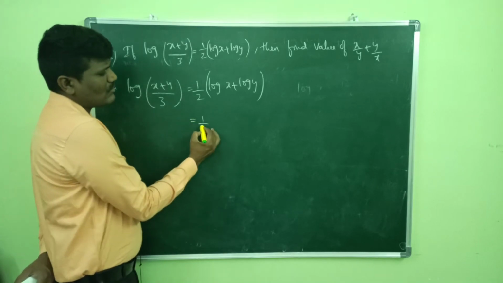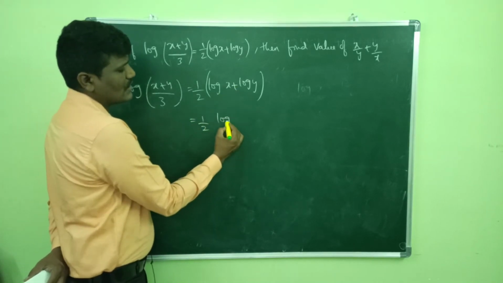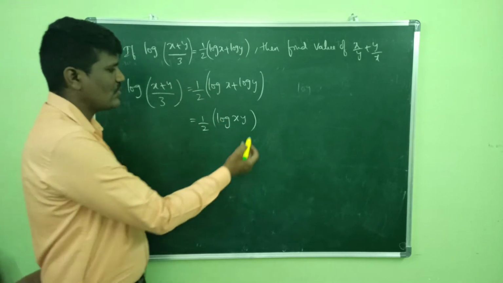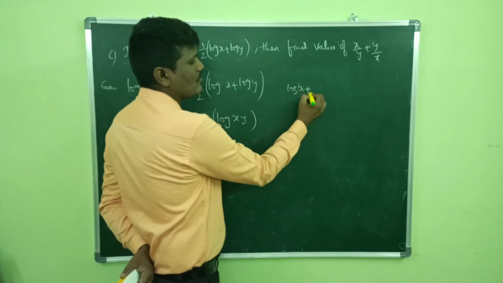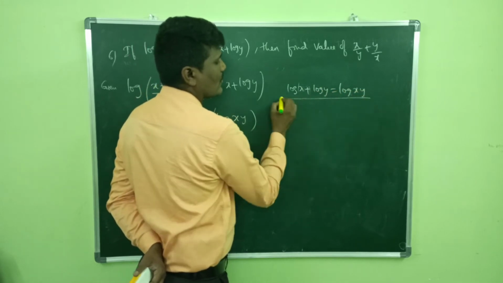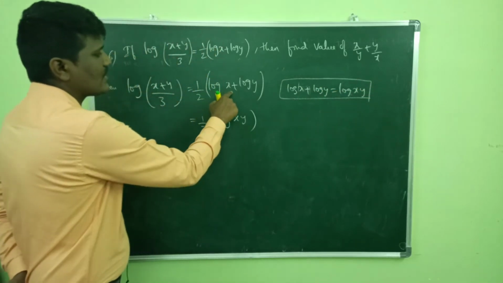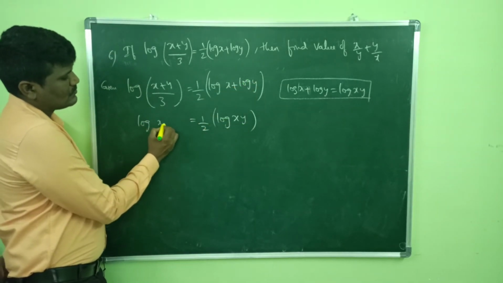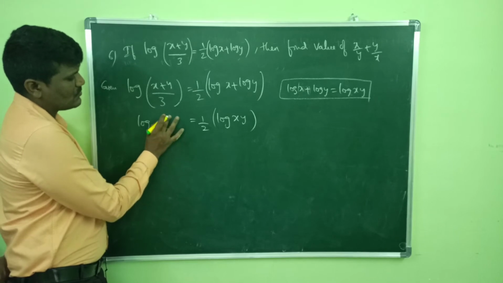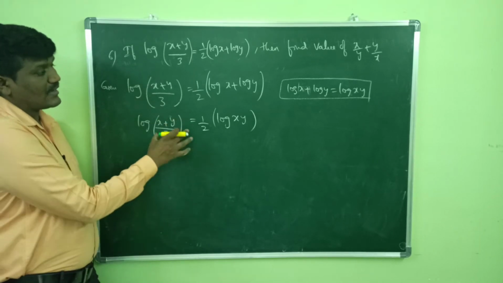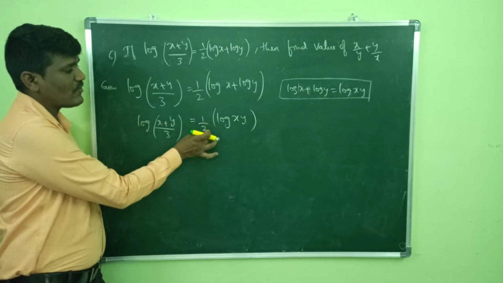So I can write 1 by 2, this is log xy. What is the formula I used? Log x plus log y is equal to log xy, product rule. From this I can write log x plus log y is equal to log xy. So log of x plus y by 3. Can I cancel now? I cannot cancel because here 1 by 2 is there.